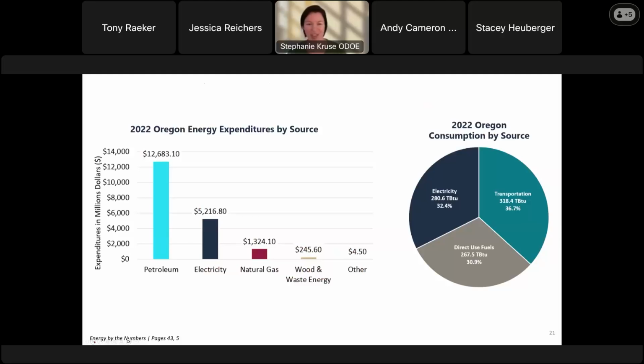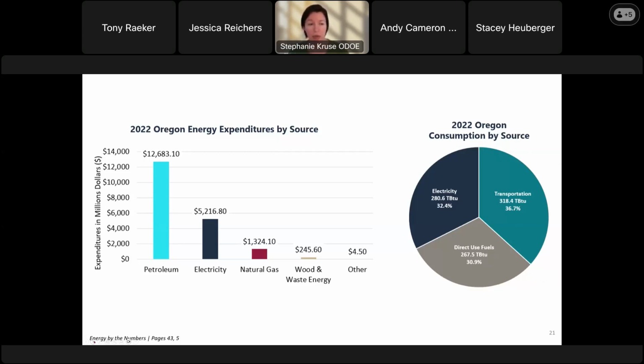Thank you, Jenny. Oregonians spent $19.5 billion on energy in 2022. That's a $7.4 billion increase since 2020. The majority of Oregon's energy spending by source comes from petroleum products, as shown in light blue on the bar chart on the left. $12.7 billion in 2022, which is almost twice the amount spent in 2020. And since most of our transportation fuels are imported, this means that we're sending this money out of state.